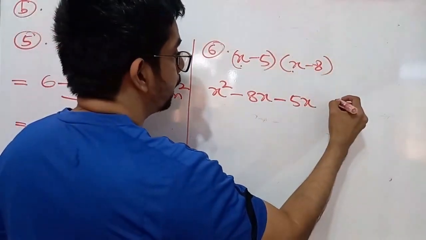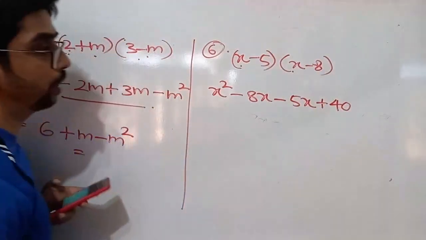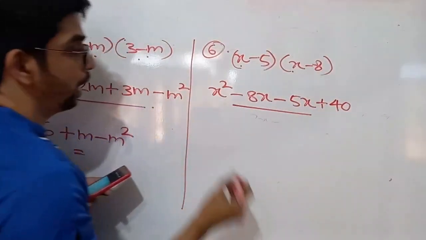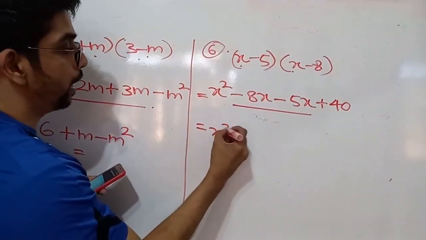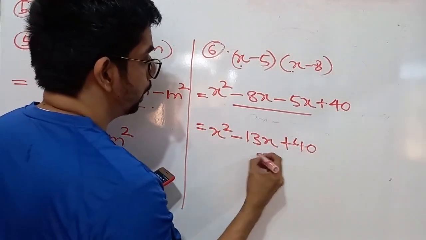5 into 8, that is 40. Positive into positive, that is positive 40. So here we have like terms. So x squared, negative 13x, positive 40.